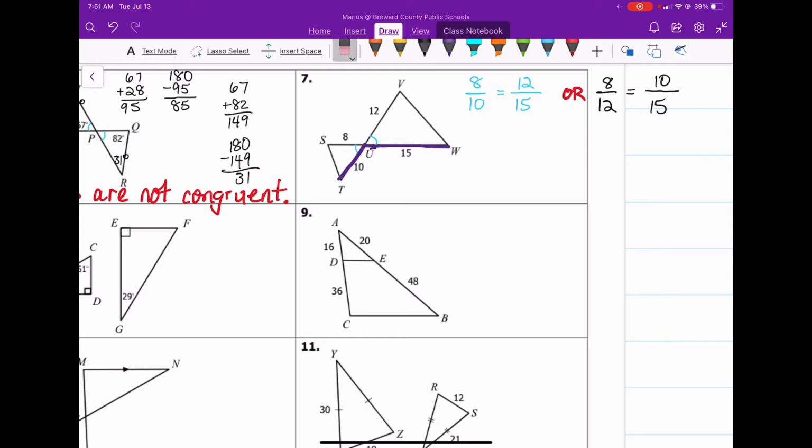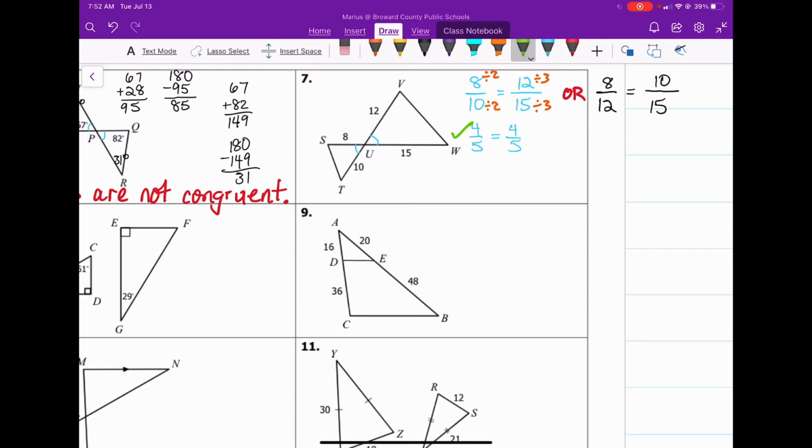Now, no matter what proportion I use, they should still come out to be equal to one another, okay? So if I reduce these, for example, 8 over 10 would reduce to 4 over 5, because I could divide both of those by 2. And for these over here, I could divide both of these by 3. And that would equal 4/5 again. So this actually checks out, right?